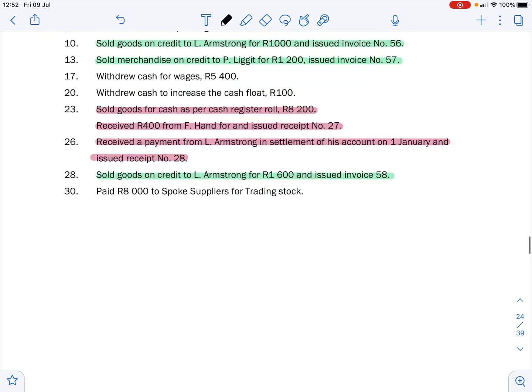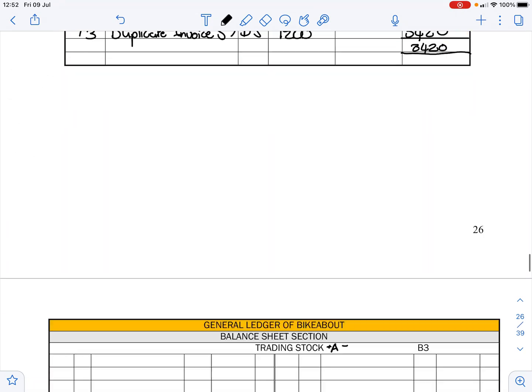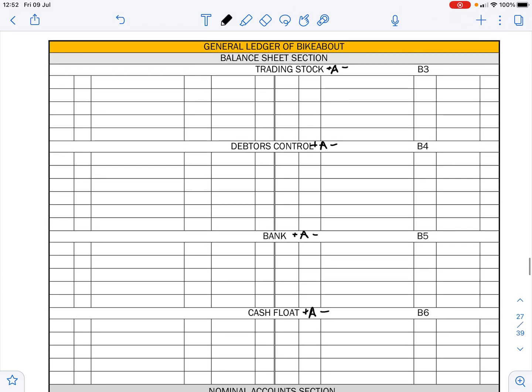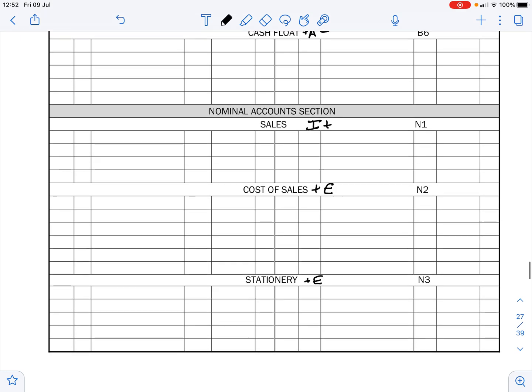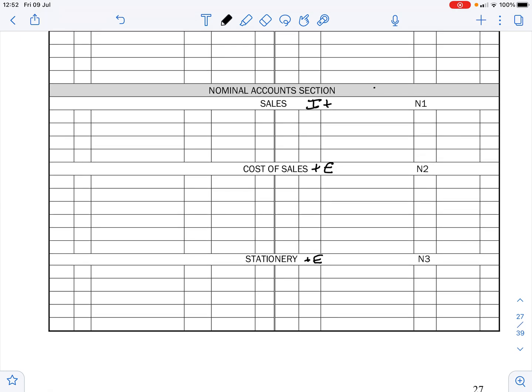Now, if we go down to our general ledger, the first thing that we need to start with is our balances. Now, in the balance sheet section, it's important to remember that we start off with balances. And in our nominal account section, we have totals, and we only ever use one side of the ledger.